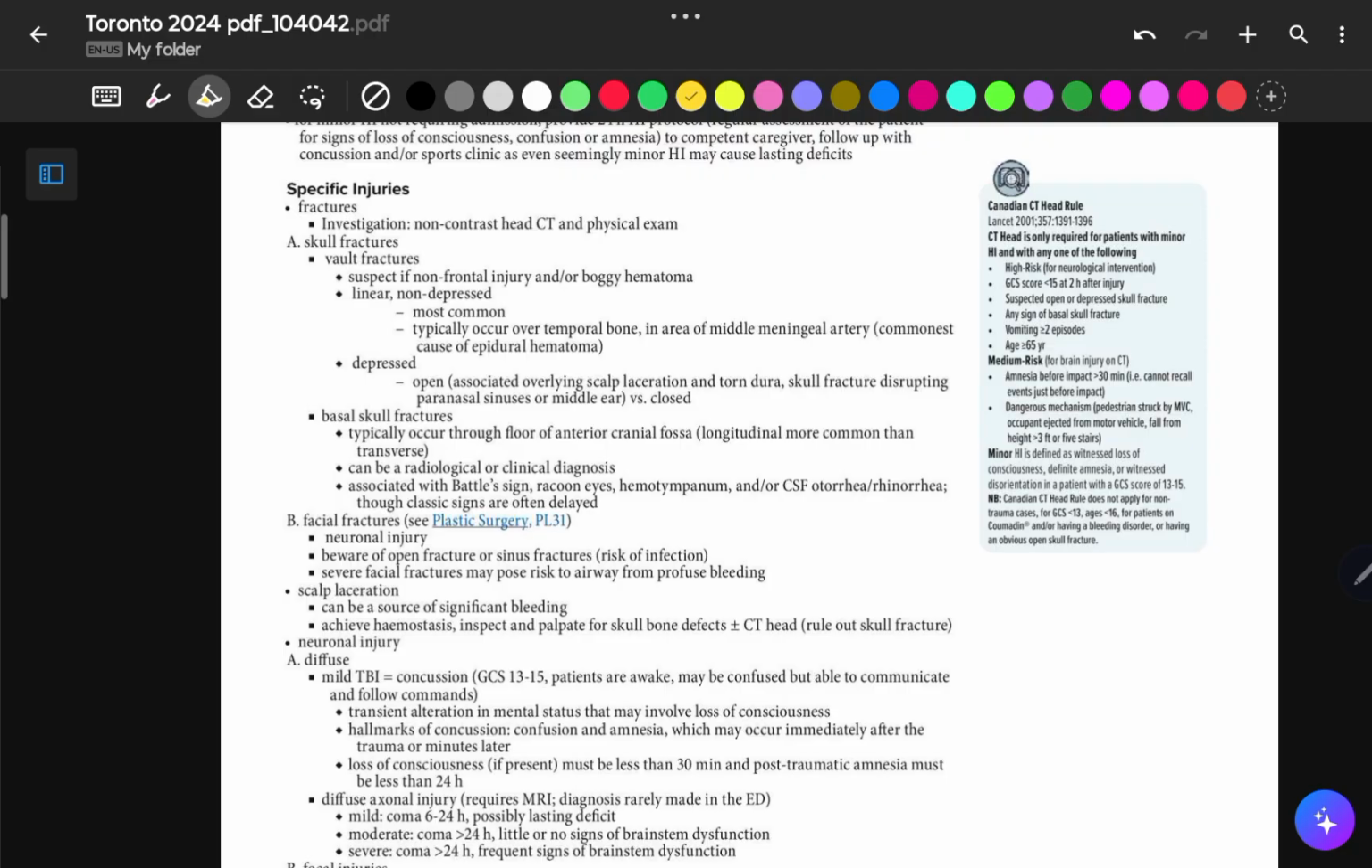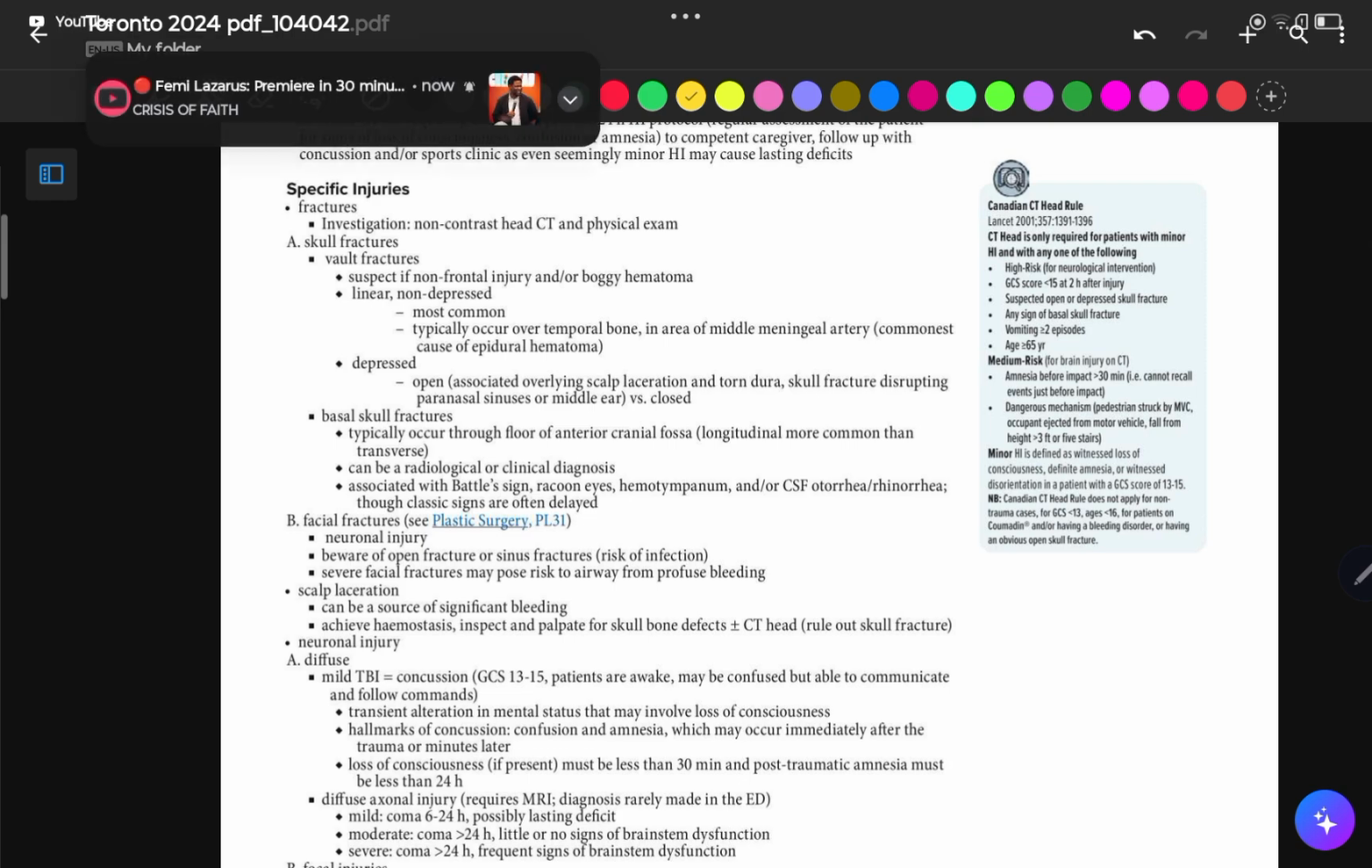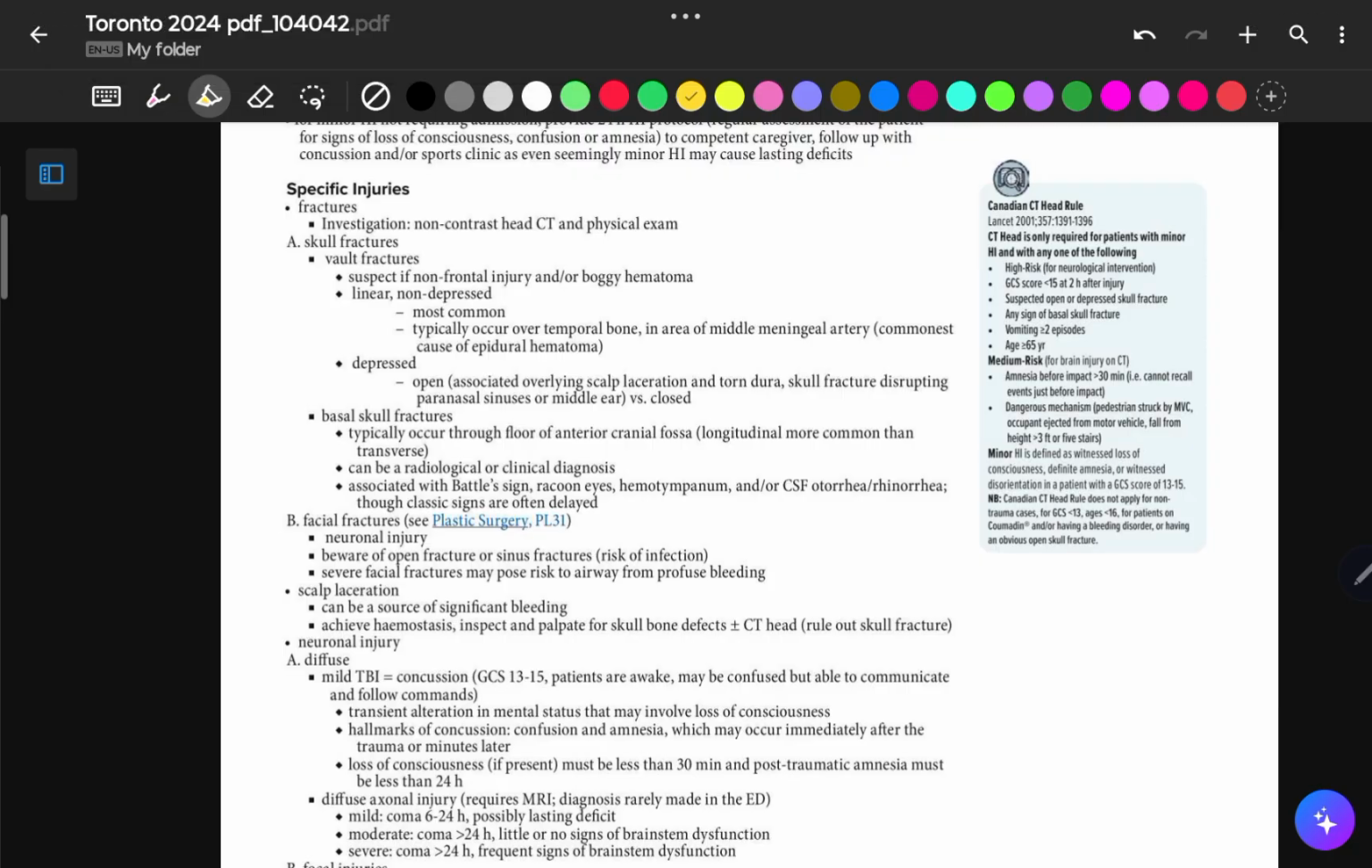Vault fractures are usually suspected if there's a non-frontal injury and/or if there's a bulgy hematoma. So if there's a non-frontal injury or there's a bulgy hematoma, then you can suspect a vault fracture. Vault fractures are usually linear. There are 2 types: a linear, non-depressed one, which is the most common, and then there's a depressed one.